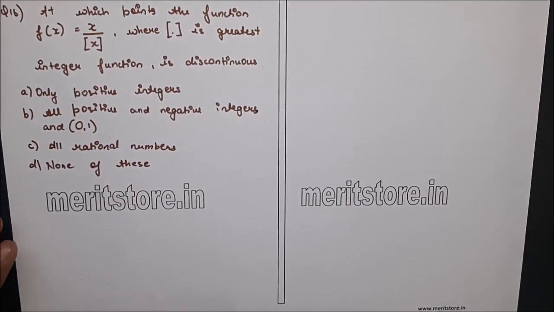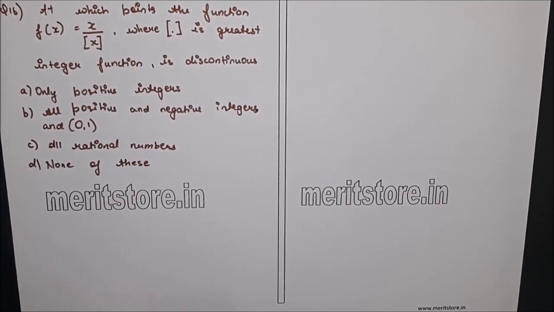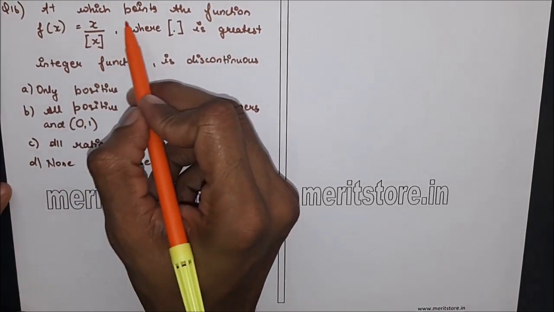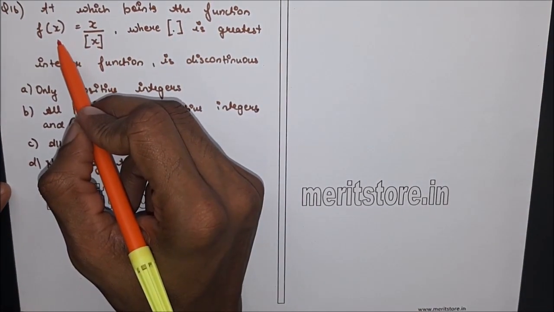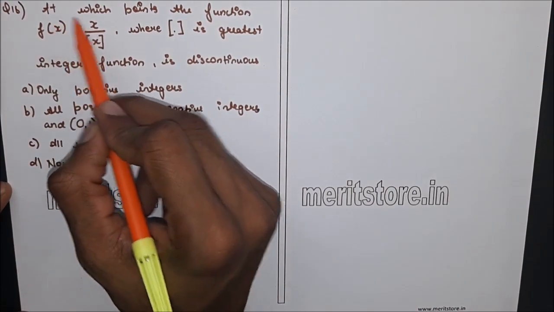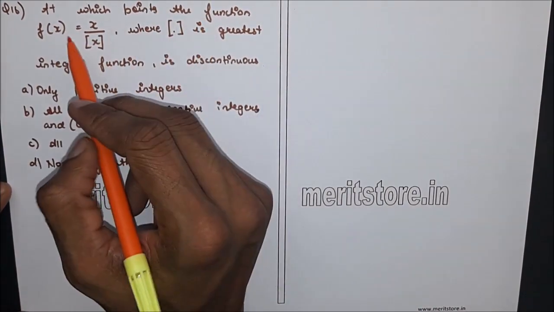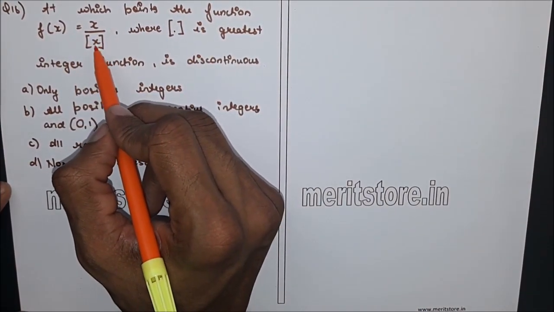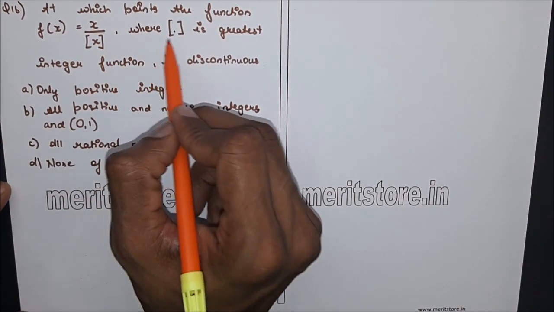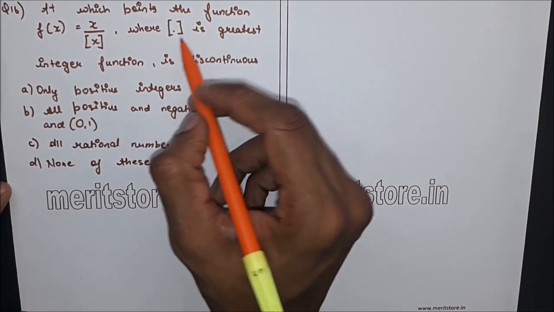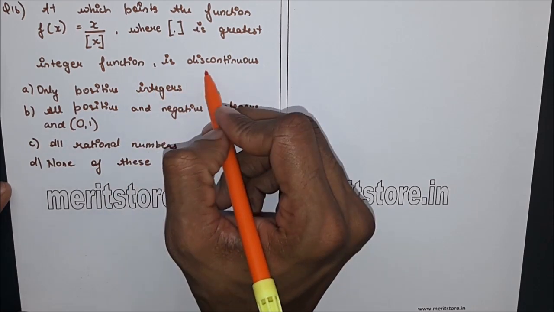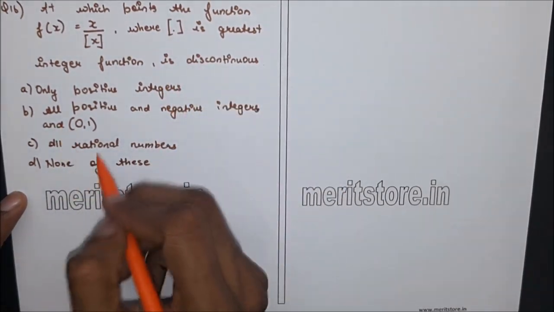Question 16. At which points is the function f of x equal to x by the bracket x, where the bracket is the greatest integer function, discontinuous? We have given four options.